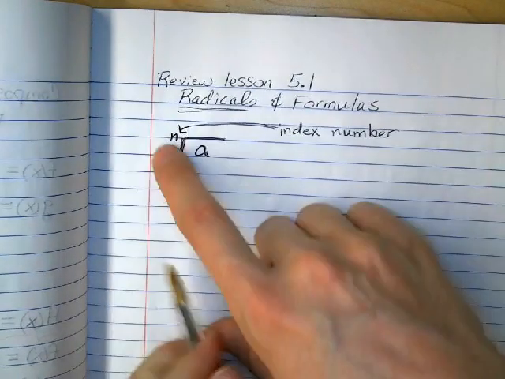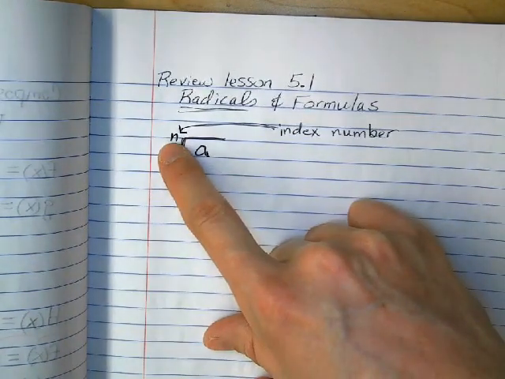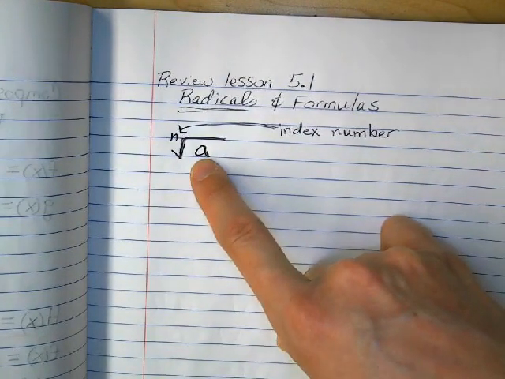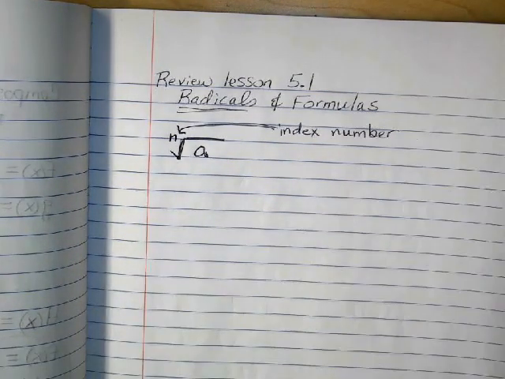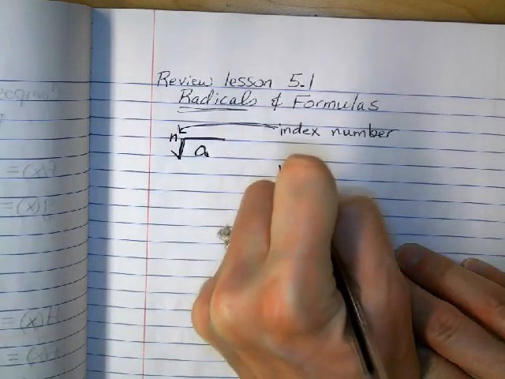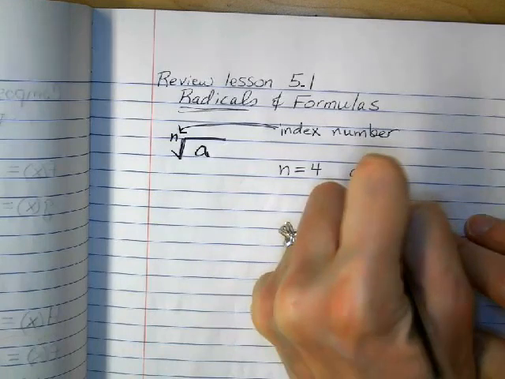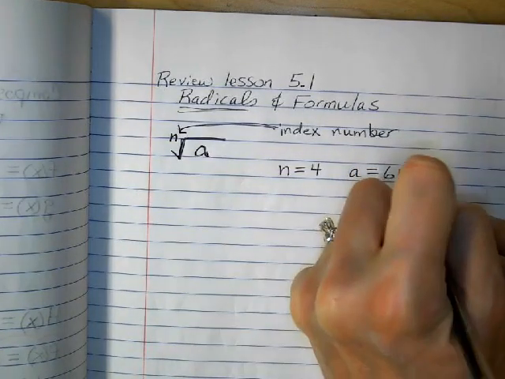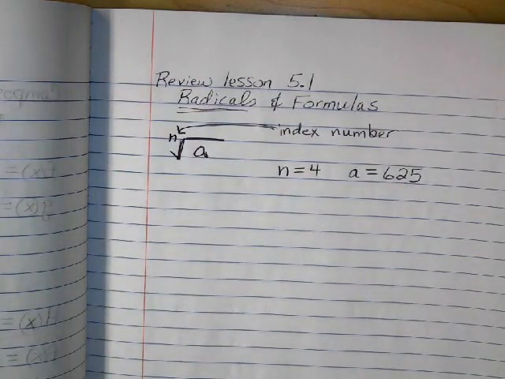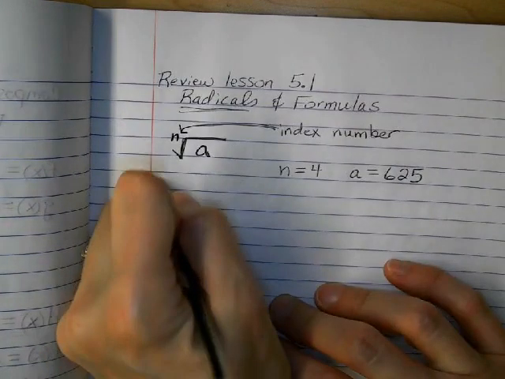Could be, they call that the index number. And then inside, I just put an A, that could be a number. You know, A could be a number inside the box. So let's say I wanted you to figure out if N was 4 and A was 625. What if I told you what A was and what N was and told you to try to solve that?